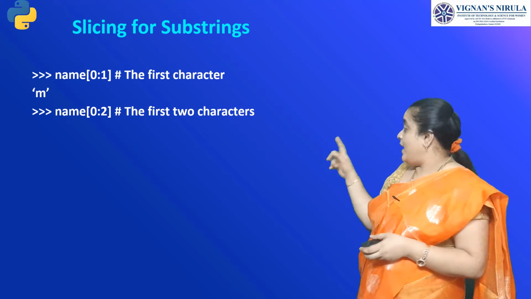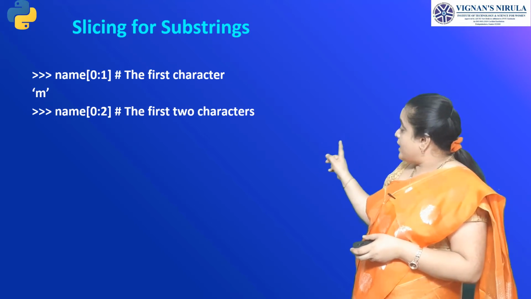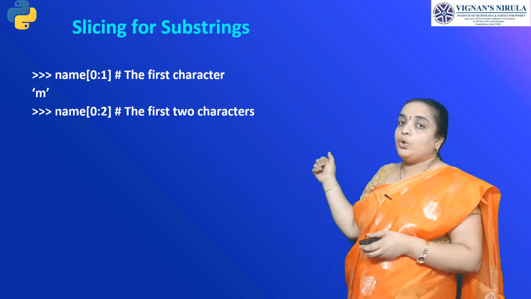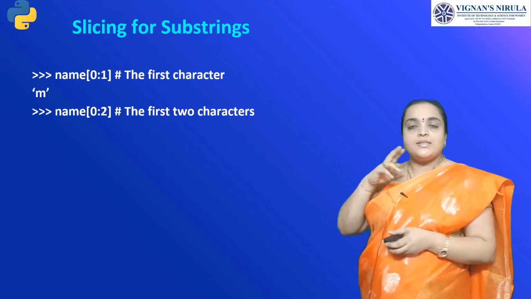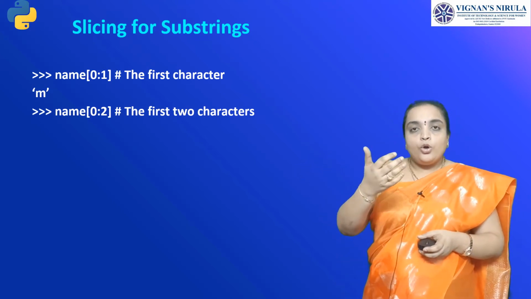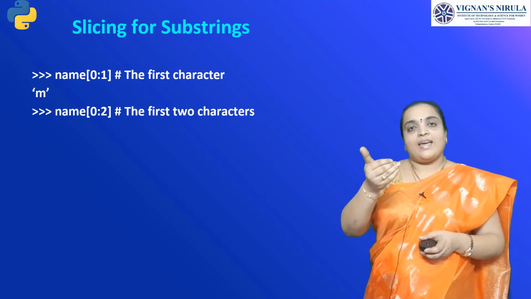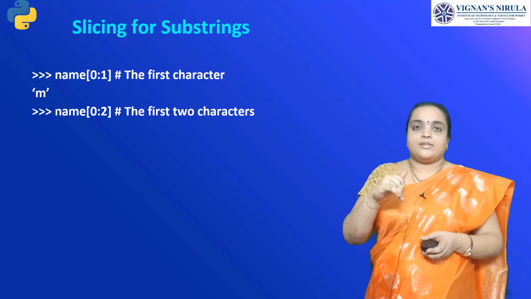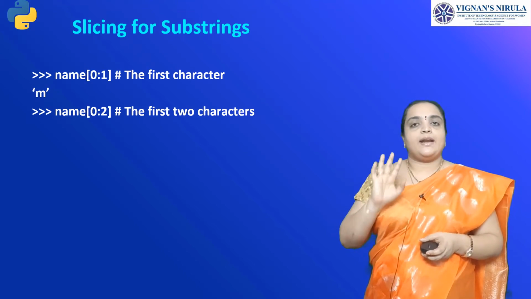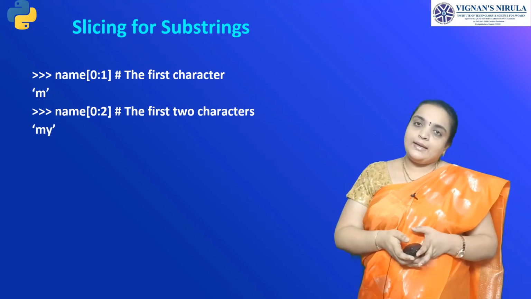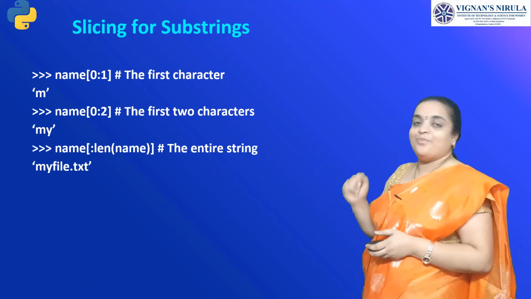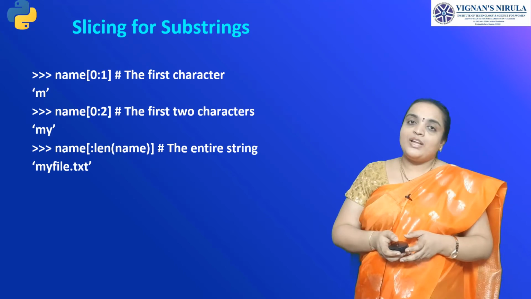Then talking about name[0:2]: 0 is the start index, 2 is the end index. It will include the character at index 0, it will include the character at index 1, but it will not include the character at index 2. Is that clear? Yes. So what is the output? My. Yes.